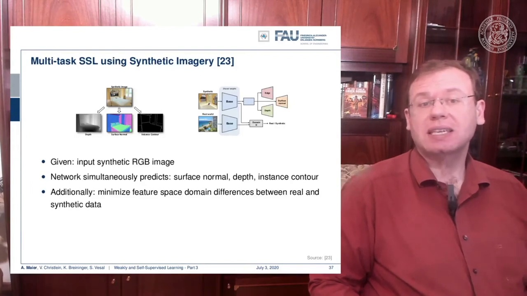Well, there are a couple more ideas. We know recipes like multitask learning, and you can also do multitask learning for self-supervised learning. An example here is using synthetic imagery. You have some synthetic image where you can generate the depth, the surface normal, or also the contours, and then you can use those as labels in order to train your network and produce a good representation. Additionally, you can also minimize the feature space domain differences between real and synthetic data in a kind of GAN setup, and this leads also to very good representation learning.